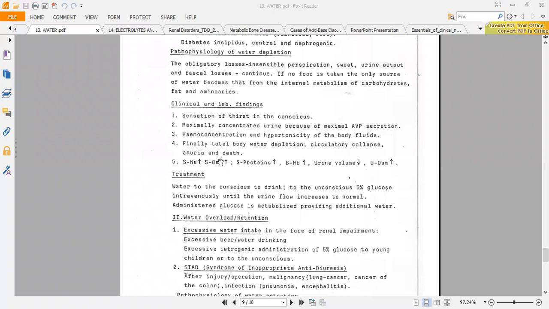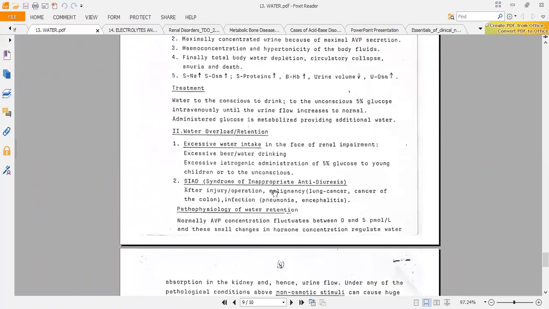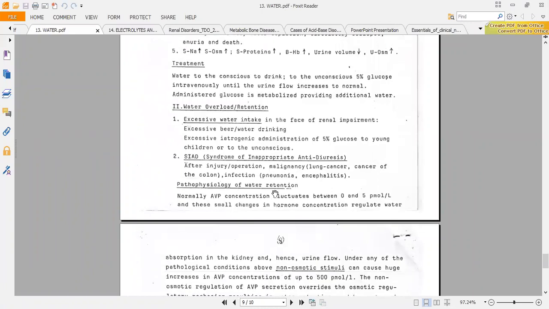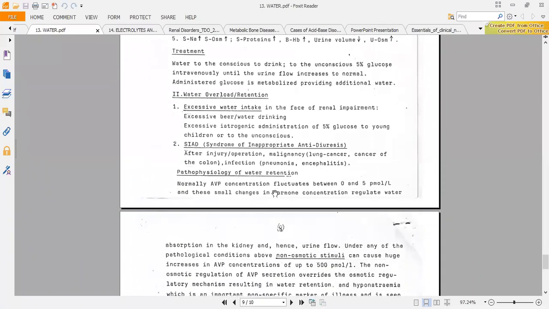Good. Now the next condition, let me see, we have about 5 minutes to end the session. The next condition is what is called water overload. For water overload, there are two causes. Either the person is intentionally drinking a lot of water, or someone with renal failure.